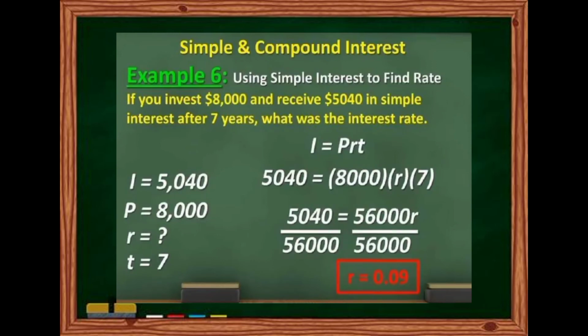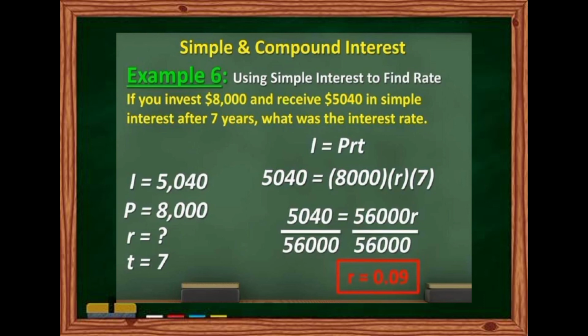Example number 6. Using simple interest to find rate. The question is, if you invest $8,000 and receive $5,040 in simple interest after 7 years, what was the interest rate? The problem is looking for rate. And the formula is I equals PRT. I equals 5,040, P equals 8,000, R is the unknown, and T equals 7.